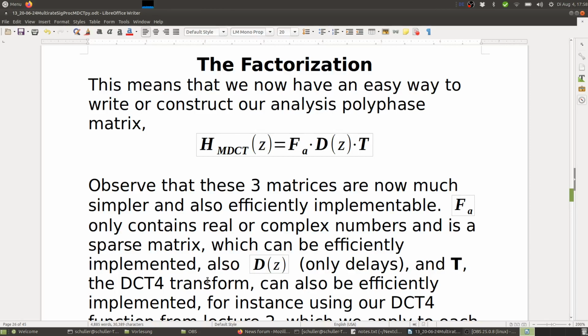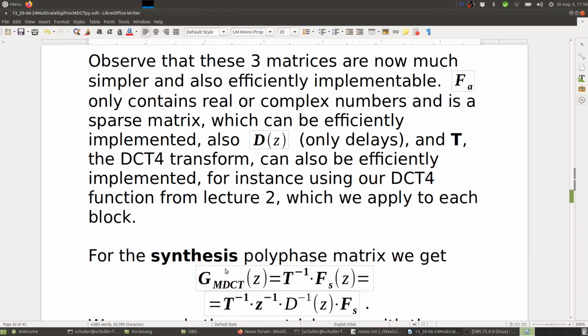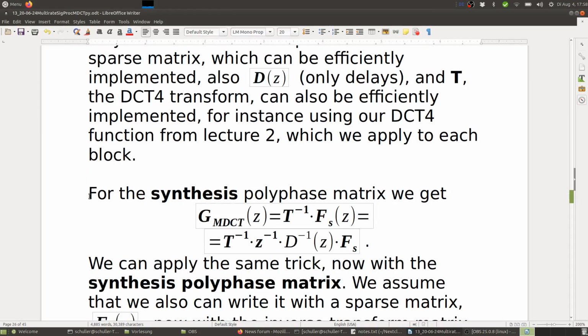And T, the DCT4 transform, can also be efficiently implemented, for instance using our DCT4 function from lecture 2, which we apply to each block. So remember, in lecture 2 we wrote this function which uses the DCT type 3, and internally this function uses the FFT to implement it. So very efficient and fast.